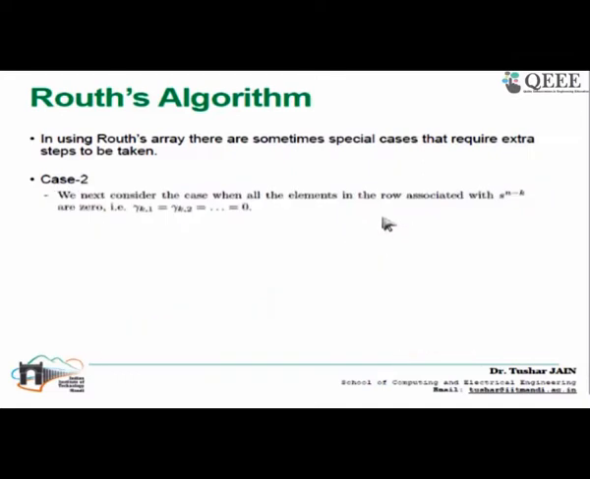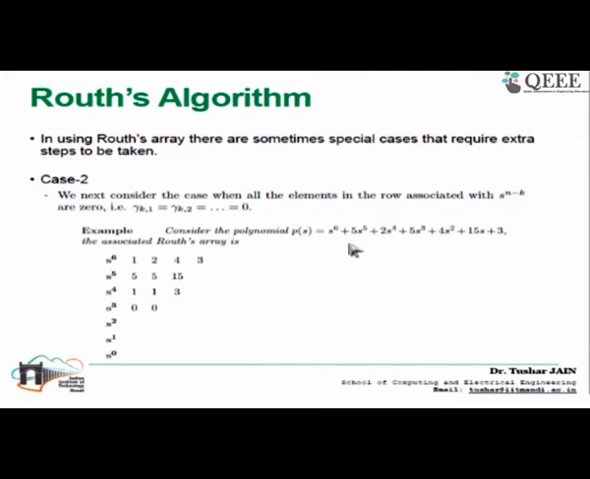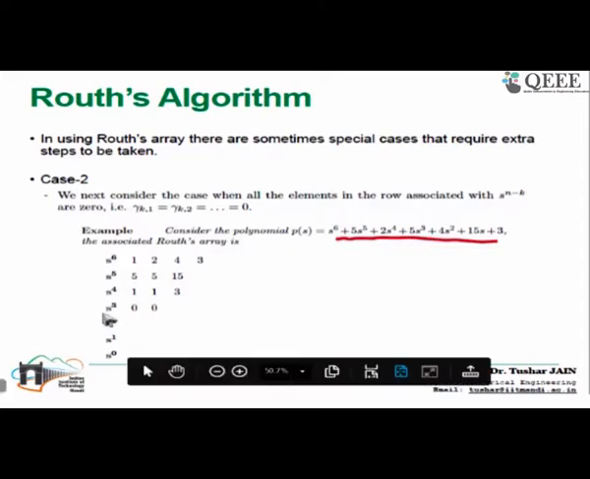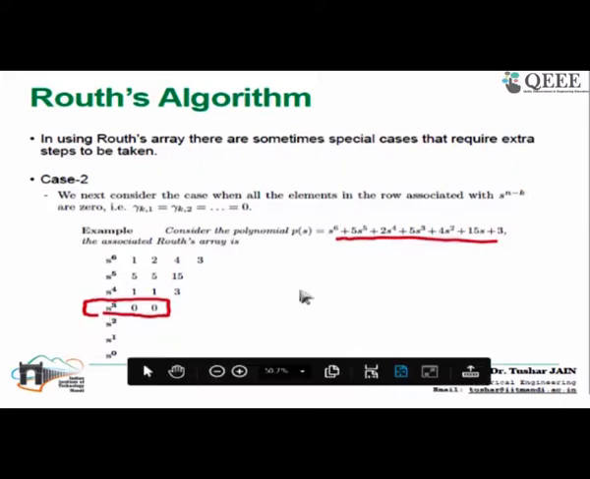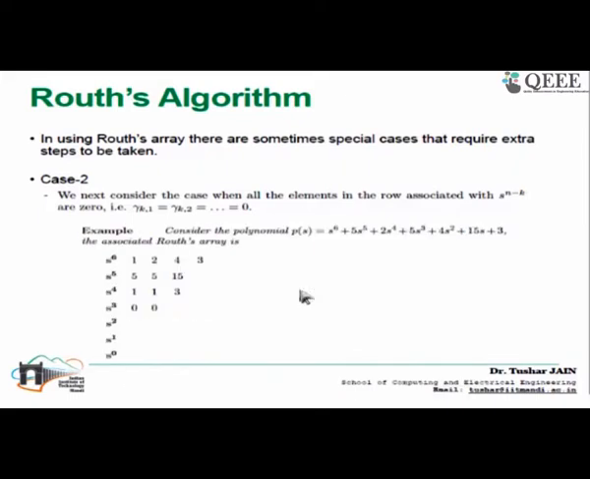Now case 2: it's not only the first element but the entire row that is 0. Then what do you do? Meaning this kind of situation where no coefficient is missing in the decreasing order of S, but I have such a situation where I cannot put the epsilon further. So how do you deal with this situation? Let's see this example once again.